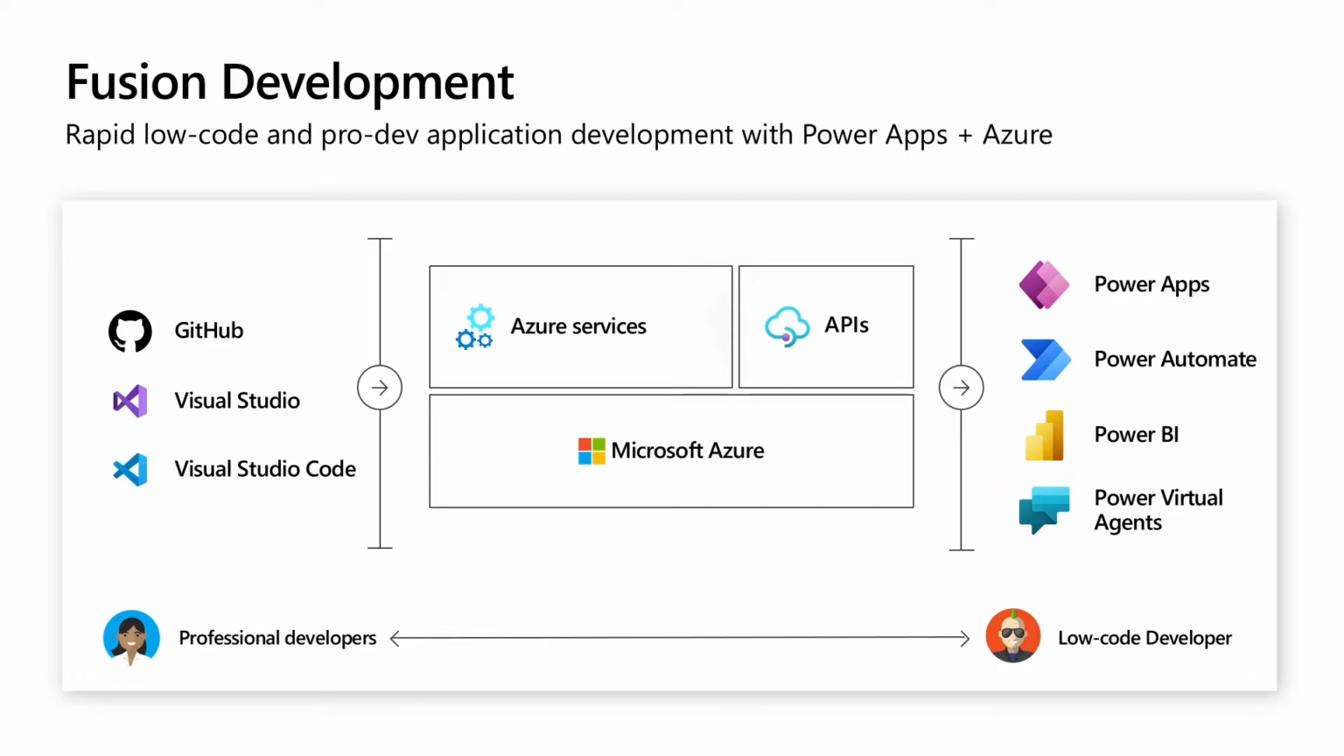Fusion development is the combination of using low-code and pro-code application development practices using Power Apps and the Azure Cloud. On the pro-code side, your professional developers can use their custom code configurations, their APIs, and other Azure services that can be easily consumed by low-code and no-code developers.